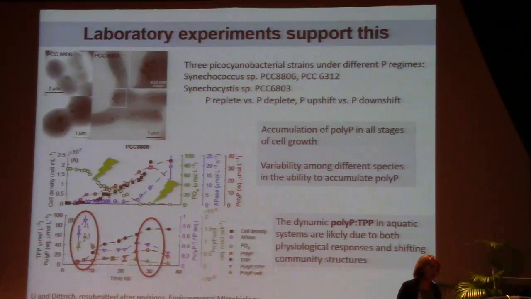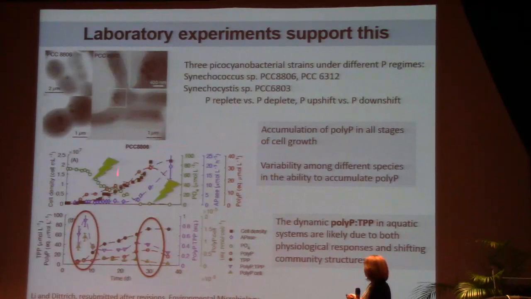So what does it tell us? It tells us that accumulation of polyP is happening in all stages of cell growth through all the time slots. And the variability with the different strains is very high between all the strains. We have all different polyP cell ratios for the three different species. So what we conclude from there is that this dynamic ratio of polyP to total particulate P is likely due to both physiological response and also shifting in community.